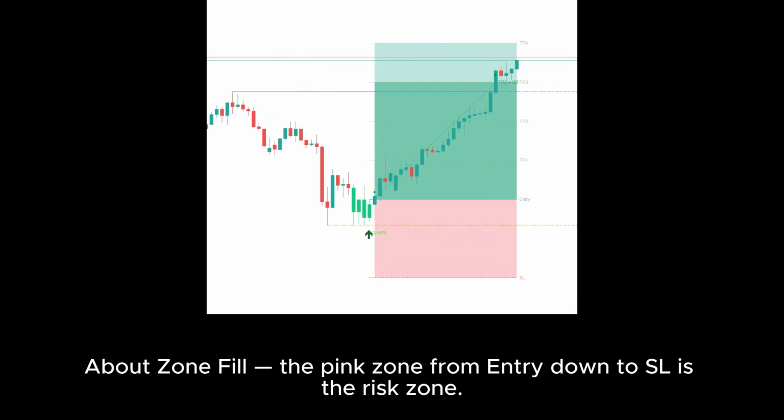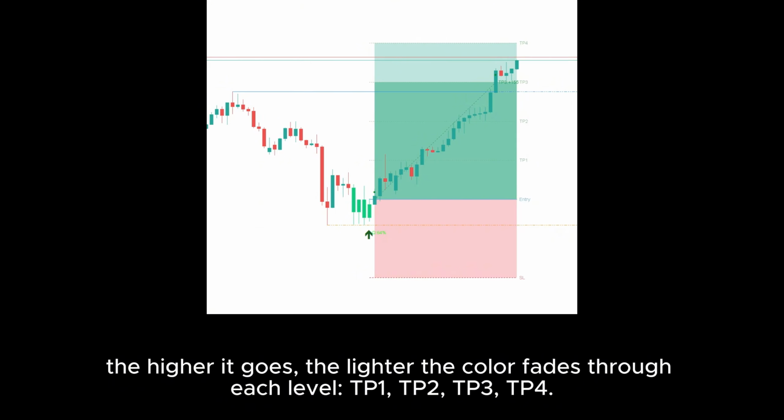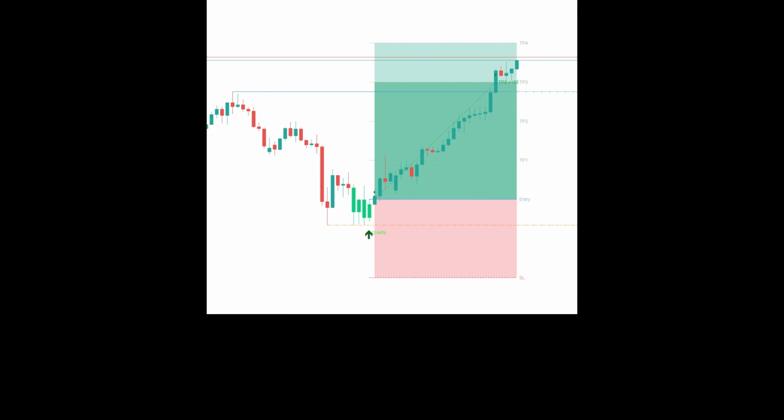About zone fill, the pink zone from entry down to SL is the risk zone. The green zone from entry up to the TP levels is the reward zone. The higher it goes, the lighter the color fades through each level, TP1, TP2, TP3, TP4. Just one glance and you can immediately see the risk reward of the trade.